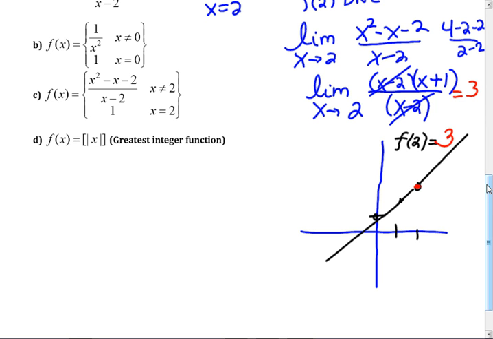Well, I can't fix some of these. Let's look at the next one, because we took this limit here. Right up here, I took that limit and I substituted 2 in, because what's happening is as I get closer to 2, this is getting closer to 3.